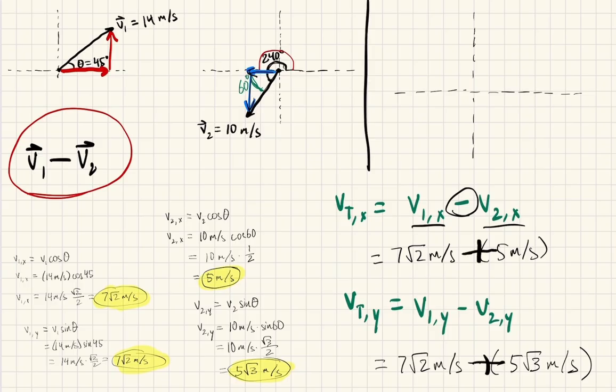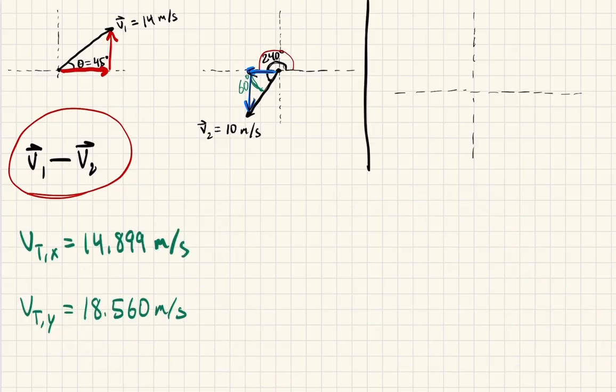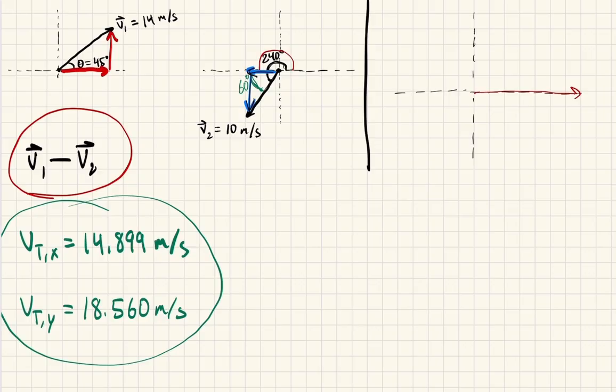And so we're going to get 14.899 meters per second for the x component of the resultant vector, and 18.56 meters per second for the y component. So now we have our two components of the resultant vector, and they're both positive, so we know that the resultant vector is going to be in the first quadrant, okay? And if I were to draw this out, we would have the x component of the resultant vector there, and the y component there. So our resultant vector would look something like this, okay?